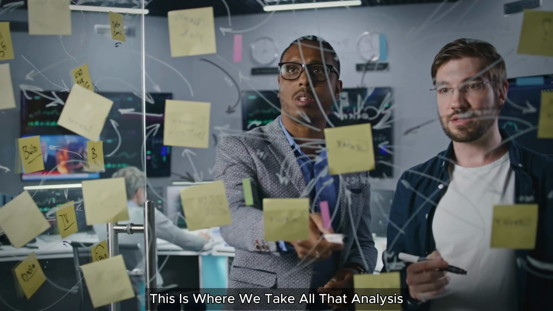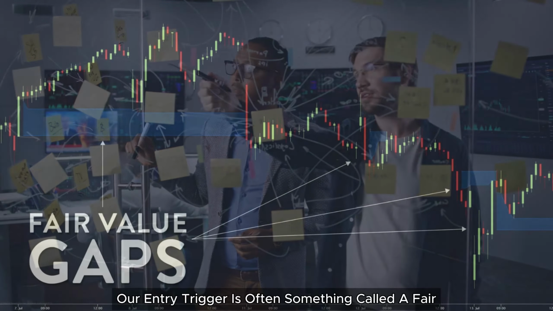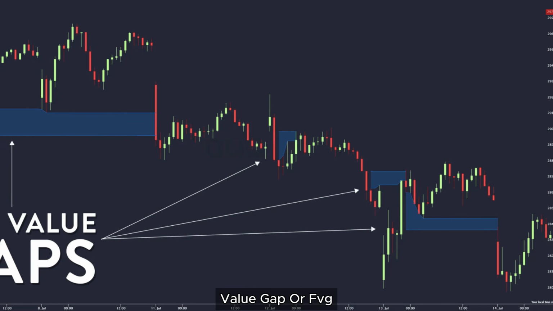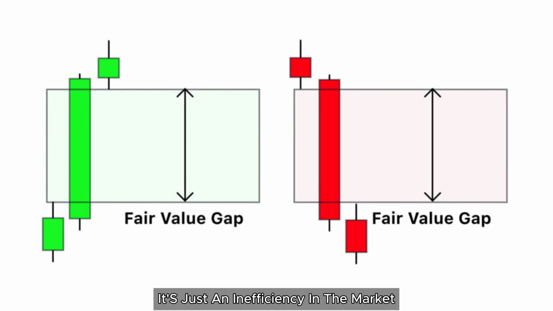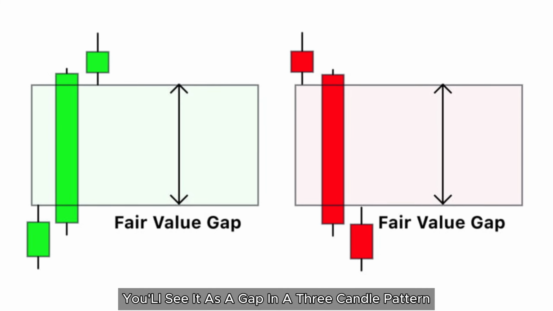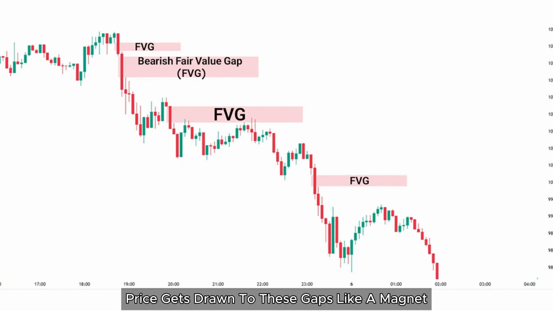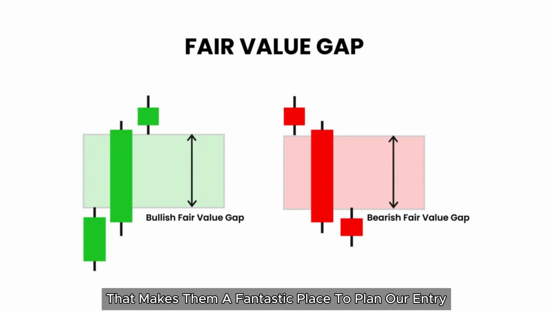This is where we take all that analysis and turn it into a concrete, low-risk trade. Our entry trigger is often something called a fair value gap, or FVG. Don't let the name intimidate you. It's just an inefficiency in the market. You'll see it as a gap in a 3-candle pattern. And because the market is always trying to find that equilibrium we talked about, price gets drawn to these gaps like a magnet. That makes them a fantastic place to plan our entry.